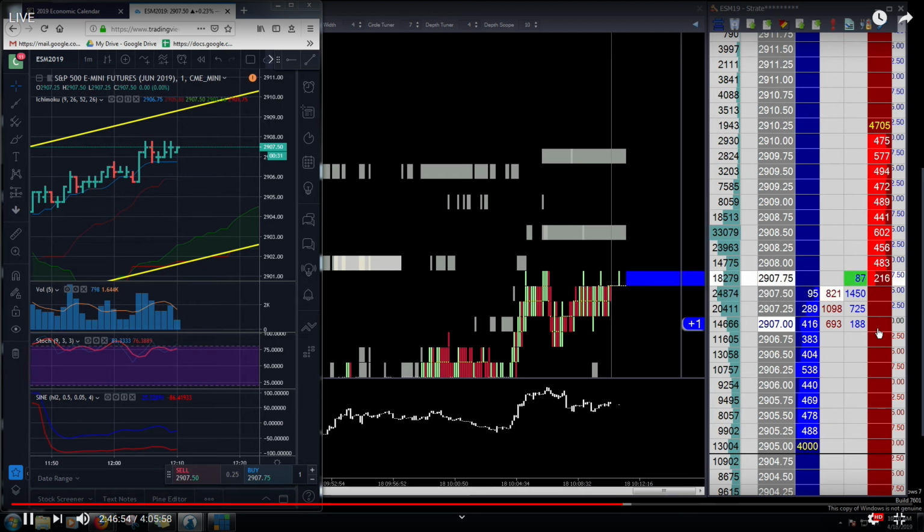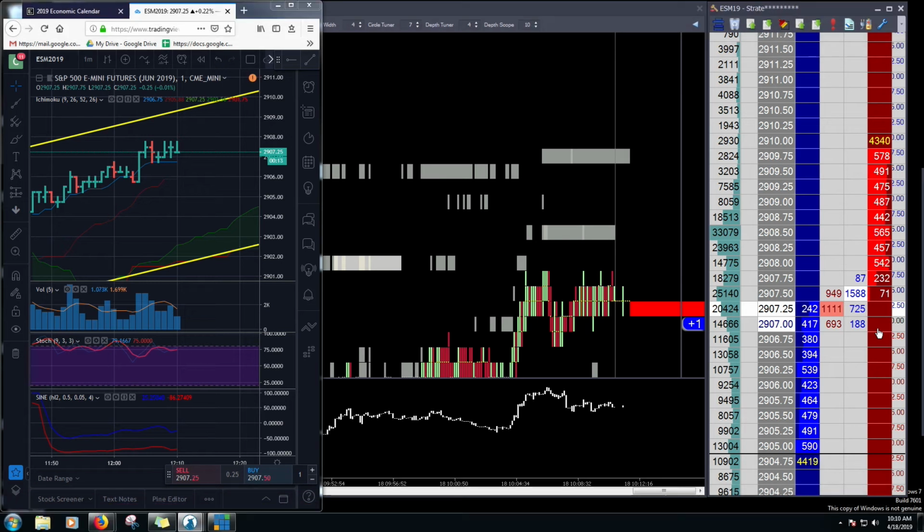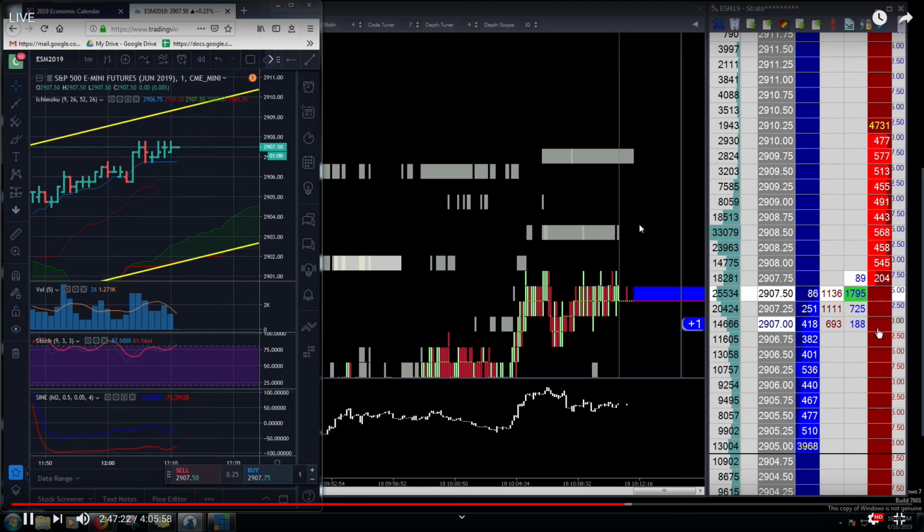Now I want you to see something here. Check this out. We have 598 sitting on the bid here at 2908.50, 600, right? If you come over here, notice this gray bar. That's size. That's resistance. Okay? You ever wonder why support and resistance works? This is why right here. Because there's a lot of contracts sitting at this price. That is why support and resistance works.